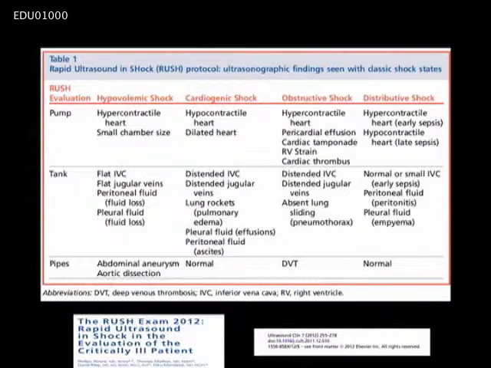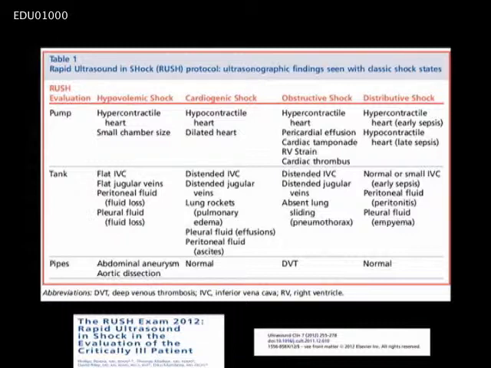In the second type of shock, cardiogenic, we may see a dilated heart which is hypocontracting. The IVC and internal jugular veins may be distended with a small percentage change from expiration through to inspiration. Also, we may see pulmonary edema, as evidenced by the presence of multiple lung rockets, and it's not uncommon for us to visualize a pleural effusion or ascites in these patients.